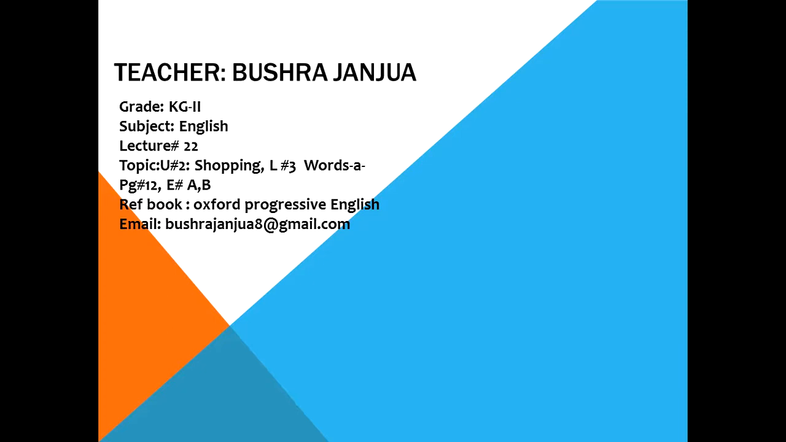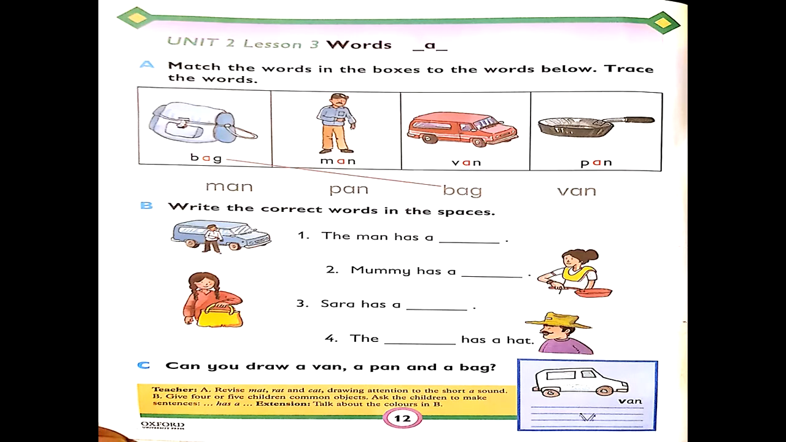of Oxford Progressive English. Topic is shopping, and lesson number 3 we will do today, and the topic of lesson number 3 is words with a. We will see those words in which the a sound will come in the middle, at page number 12, exercises A and B. Let's start. Alright, this is lesson number 3.